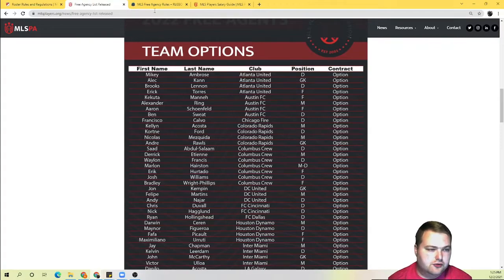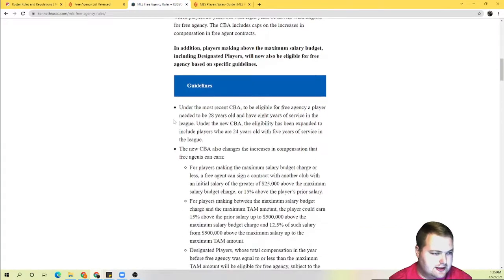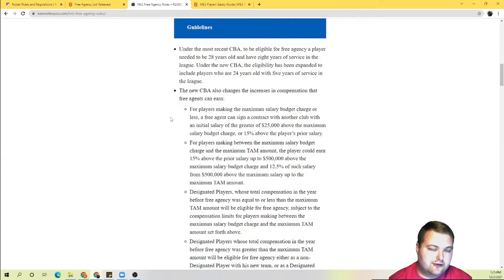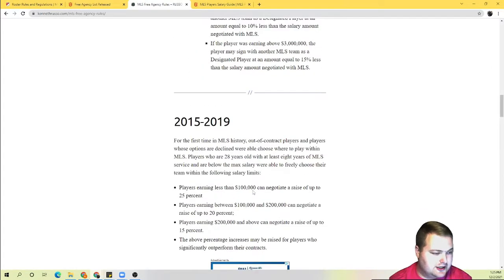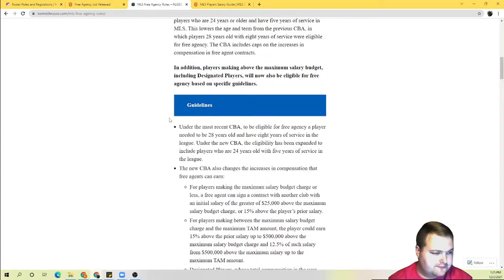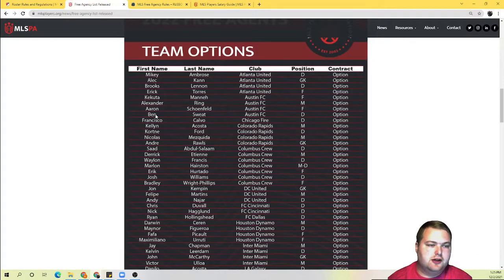There are a few rules, and I have the rules listed here as to who's eligible for free agency and then what the actual contracts that they can negotiate are. But really, what you want to look for is if your guy gets released, are they a free agent? If they're a free agent, they can go anywhere in MLS and essentially pick their team.